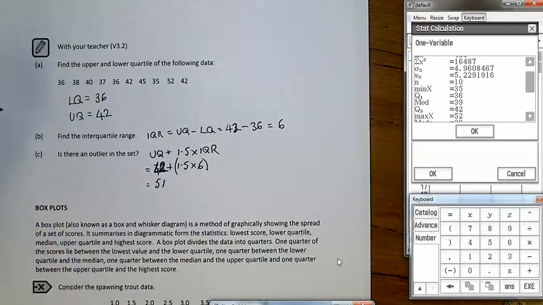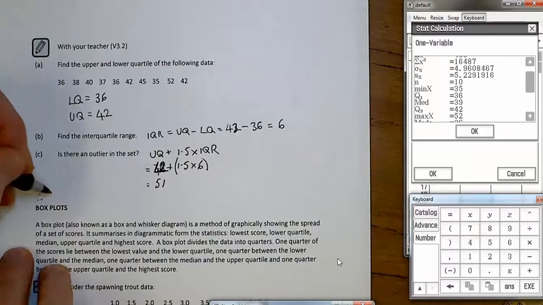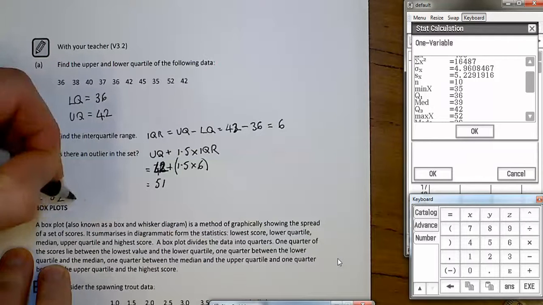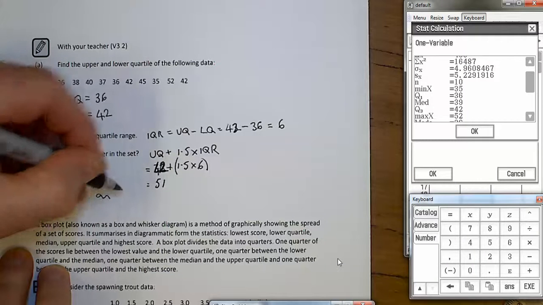So, if a score is bigger than 51, then it must be an extreme value. And we've got a score here of 52. 52 is an extreme value.